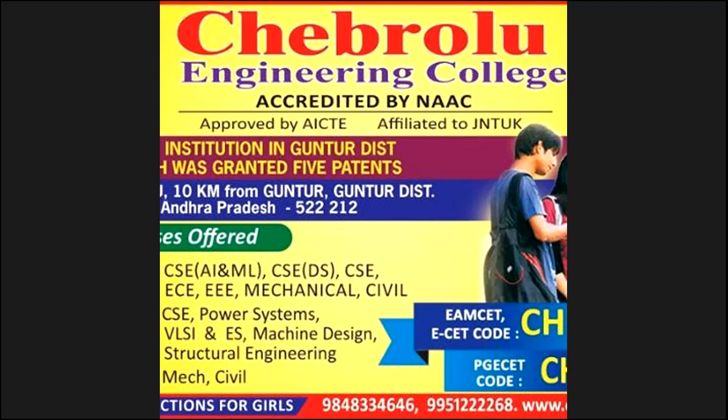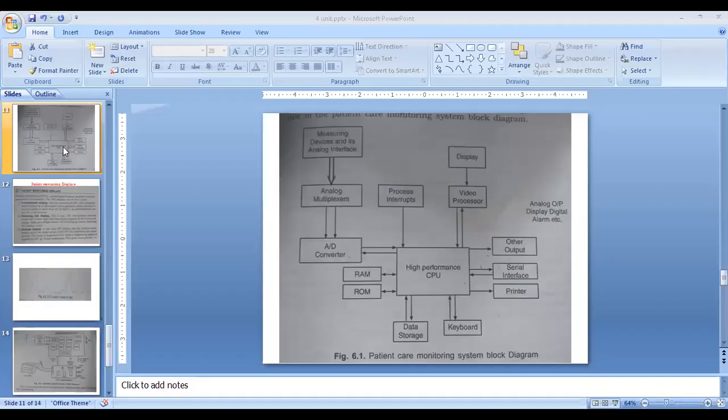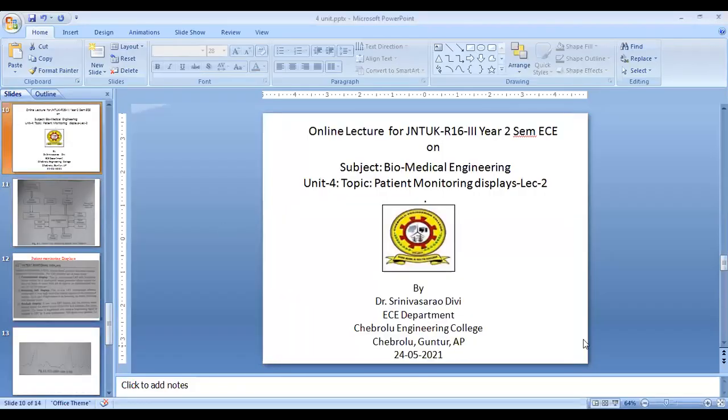So in the previous lecture, we discussed the patient care monitoring components. The first element is the intensive care monitoring element. What are the main devices or equipment that should be present in an intensive care unit of a coronary system?